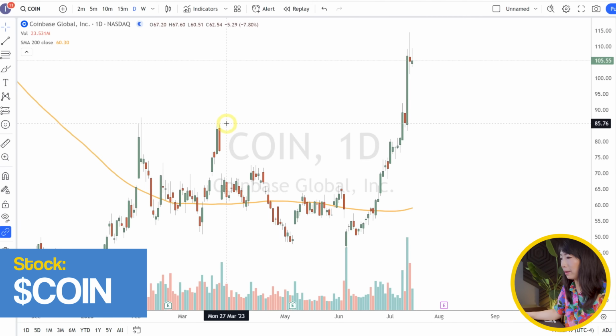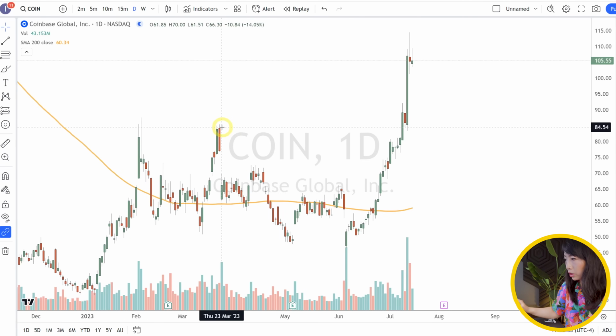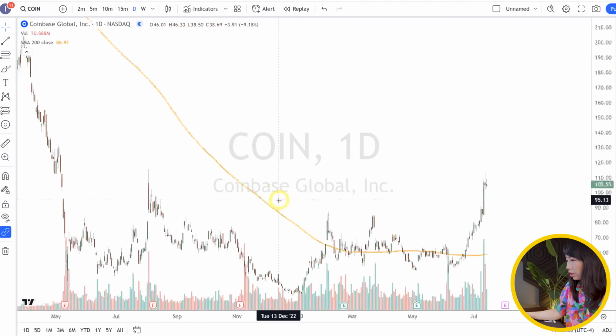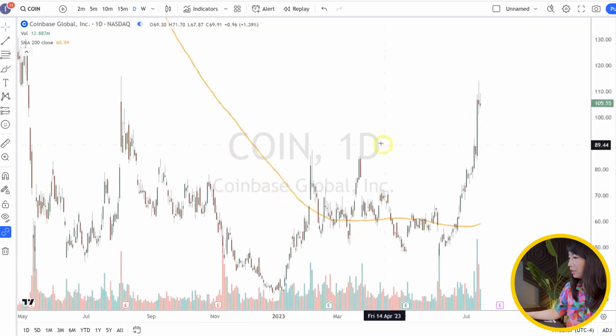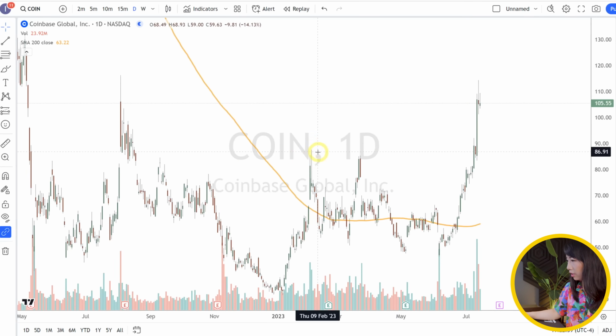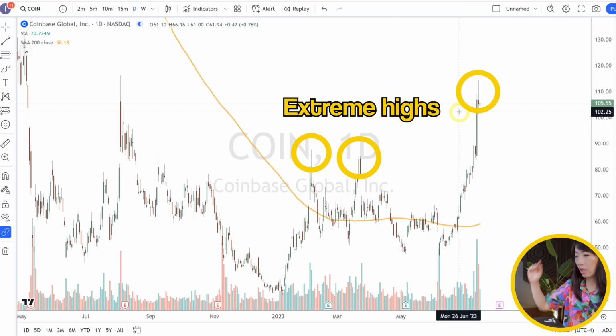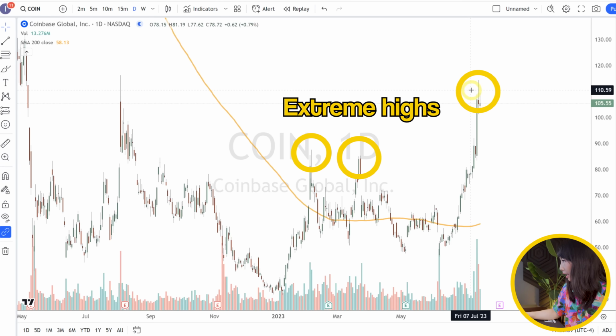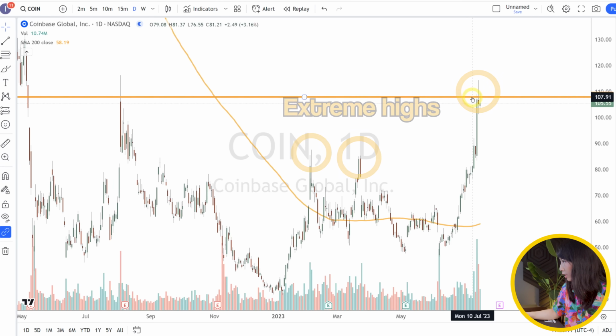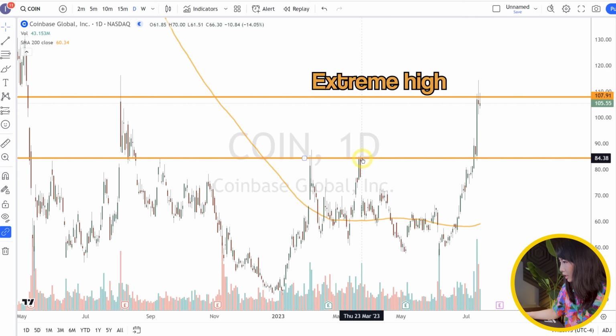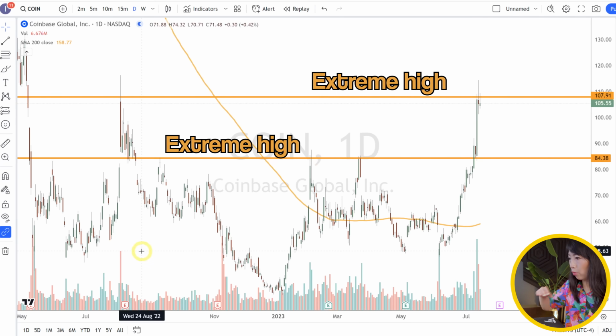So let's look at the Coinbase chart right now. We talked about the extreme highs and the extreme lows. Now, if you look at the last 2 years of charts, what do you see? You can see all these lines sticking out here, here, and obviously recently around the 109, 110s, these are the extreme highs. So you want to make sure you draw a line around those levels. Over here, recent highs, you can see the extreme part that points out.